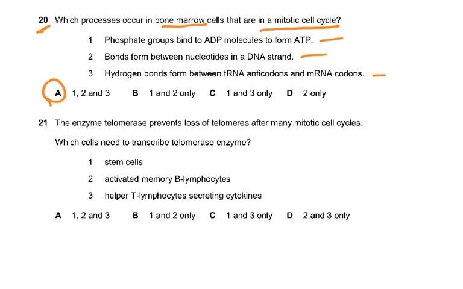Then question number 21. The enzyme telomerase prevents loss of telomeres after many mitotic cell cycles. Which cell needs to transcribe the telomerase enzyme? Stem cells divide repeatedly, so they will need it, and activated memory B lymphocytes multiply rapidly, so they undergo mitosis, but this one will not. So that is why for 21, the answer is B. 1 and 2 only, they will need to transcribe a lot of telomerase enzyme, because they're saying after many mitotic cell cycles.